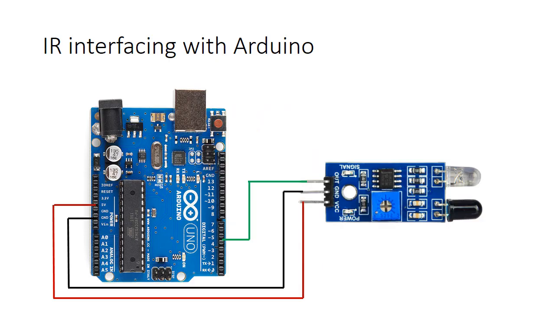Now we will see how to interface IR sensor with Arduino. As we know, this is an Arduino Uno board. It has 14 digital pins, D0 to D13. It has 6 analog input pins, A0 to A5. It has power pins: Vin, 2 ground, plus 5 volt, 3.3 volt. This is an Atmega 328 IC. These are the ICSP pins, in circuit serial programmer pins.